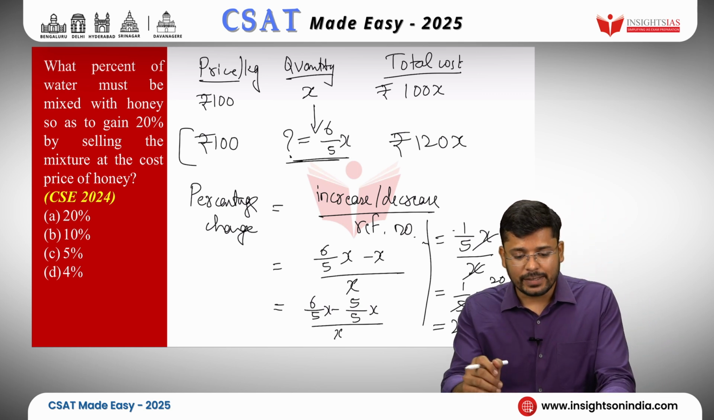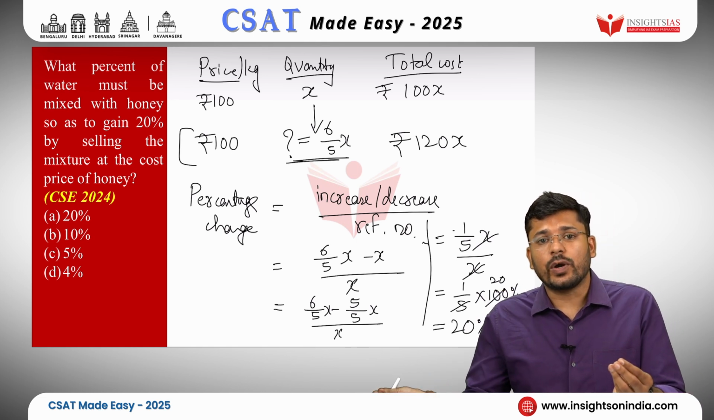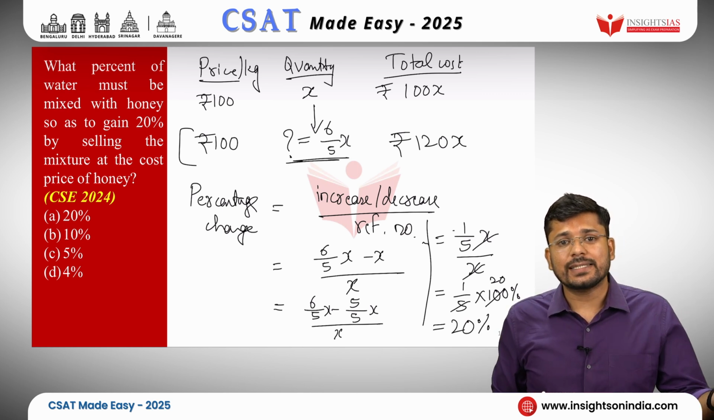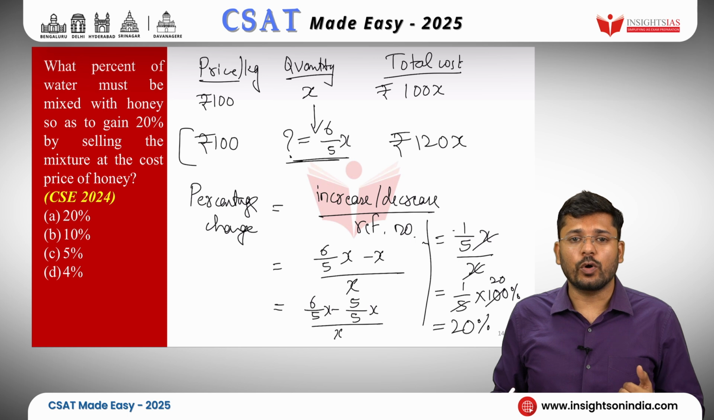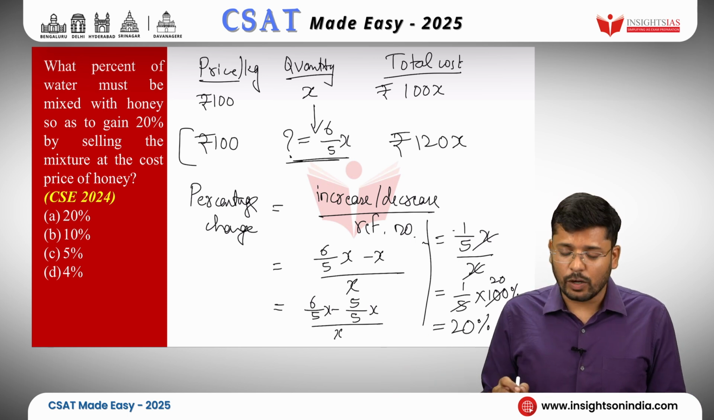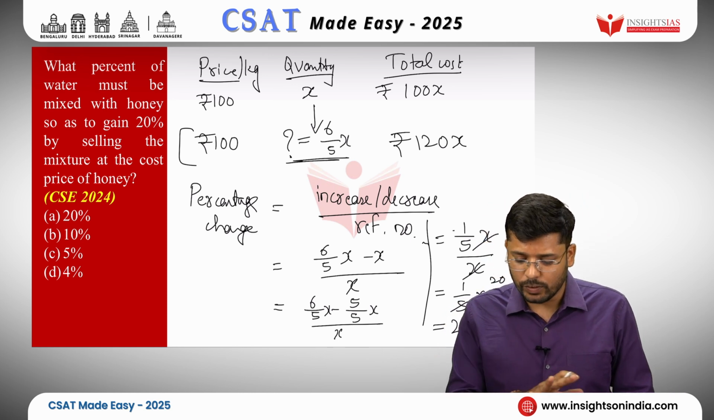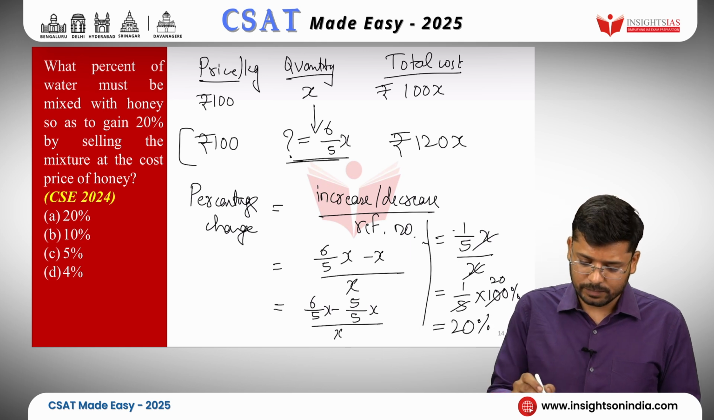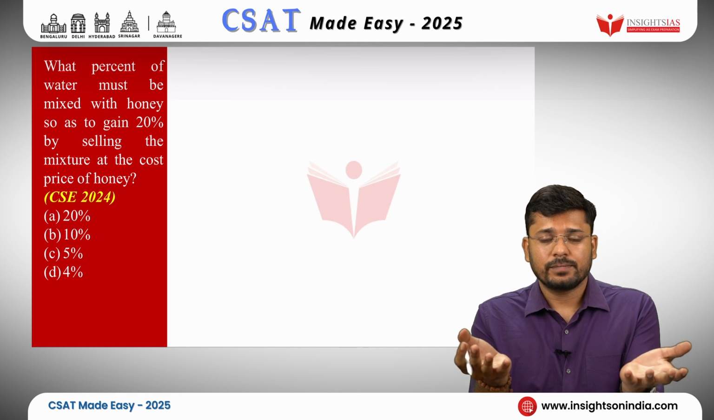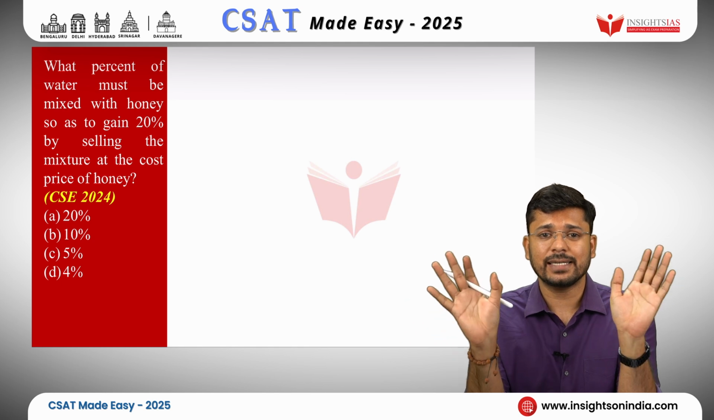So in this context, this person is mixing honey with 20% water to increase the quantity, so that even though he sells at the price at which he bought it, he is earning 20% profit. Now, there is a much easier method to solve this problem without any of these complicated calculations. He is buying at some price and selling at the same price per kg, but there has been an increase in quantity.